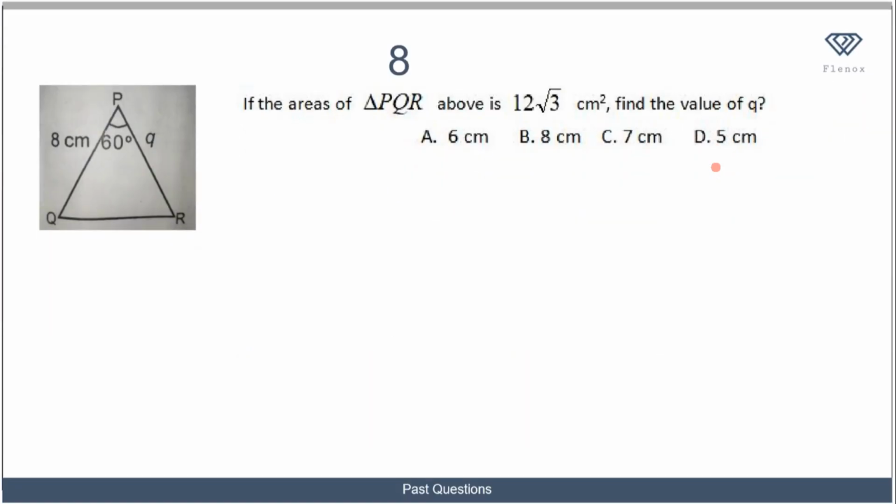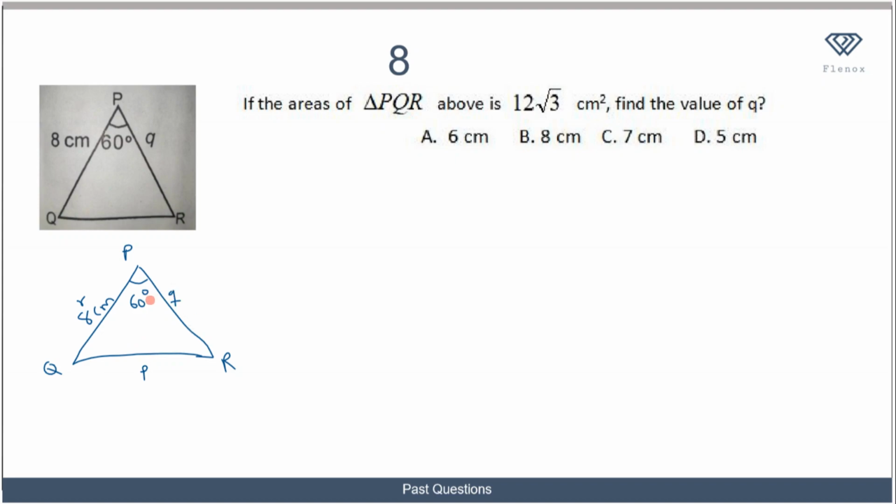Now on to the next question. We are told that if the area of triangle PQR above is 12 root 3, we should find the value of q. Now I'm going to draw that out again so you can see it clearly. So we have a triangle PQR, and I'm told to find this side here, q, and I'm told that this angle here is 60 degrees and the length of here is 8 centimeters. So based on our convention, the length of this side can be denoted as small r, and the length of this side opposite to this angle can be denoted as small p.